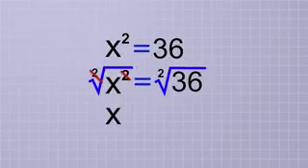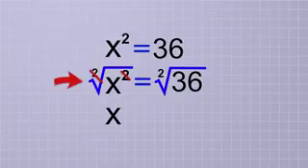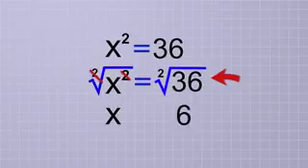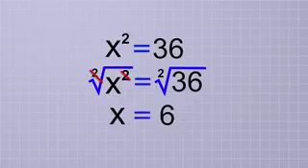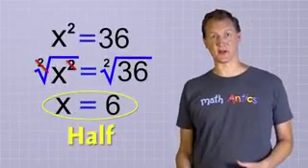to keep things in balance. On the first side, the operations cancel out, leaving x all by itself. And on the other side, we have the square root of 36, which is 6. So the answer to this problem is x equals 6. Well, that's half of the answer anyway.